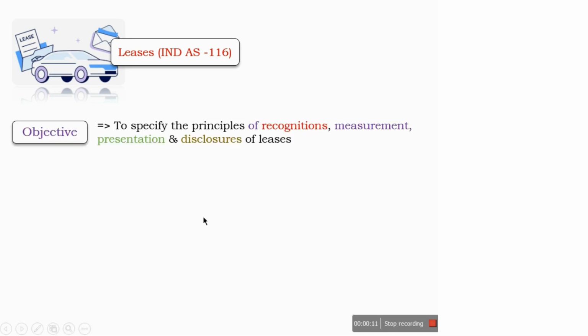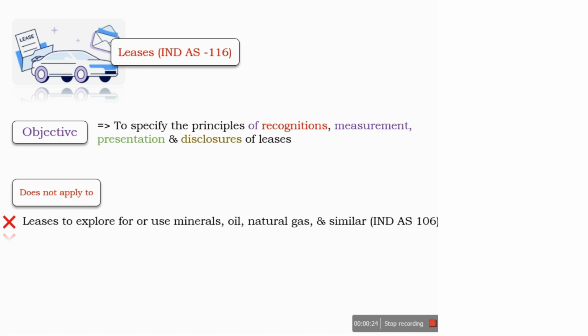About accounting of leases that is covered by IND AS 116. The objective of IND AS 116 is to specify the principles of recognition, measurement, presentation and disclosure of leases. There are some exclusions in IND AS 116, as it does not apply to leases in respect of exploration for or use of minerals, oil, natural gas and similar assets. Those are covered by IND AS 106.